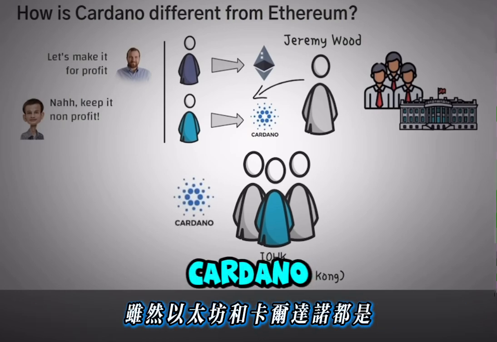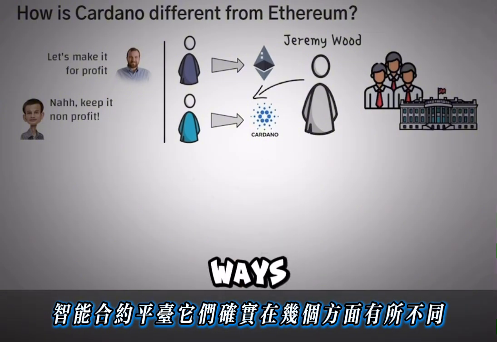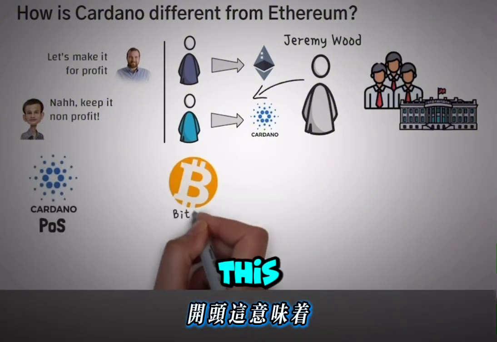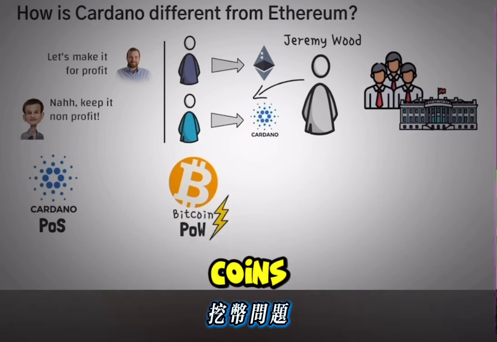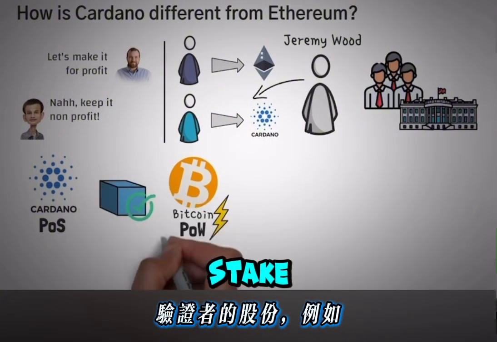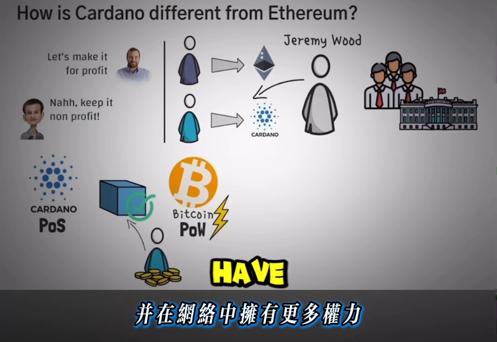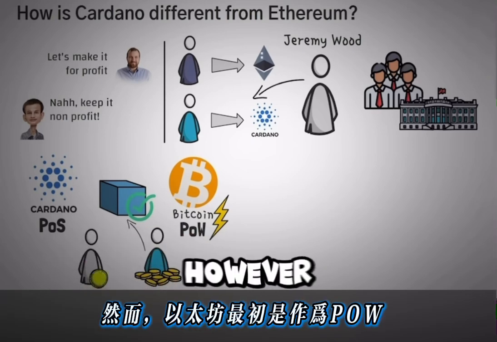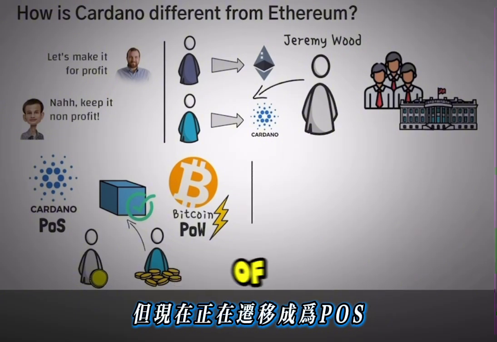Although Ethereum and Cardano are both smart contract platforms, they do differ in several ways. The first is that Cardano has been a proof-of-stake blockchain from the beginning. This means that instead of Bitcoin's method of doing really hard math problems to mine coins, they validate transactions according to how many tokens the validators stake. So for example, if you own a lot of ADA, you can stake that ADA and have more power in the network than those who have little ADA. Ethereum, however, started as a proof-of-work chain, but is now migrating to become a proof-of-stake chain.